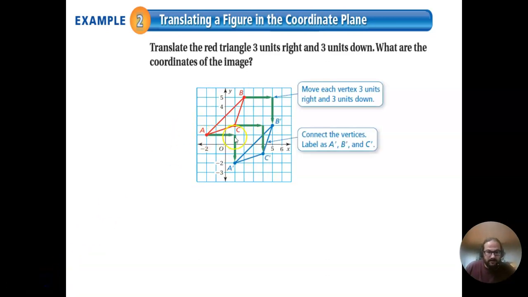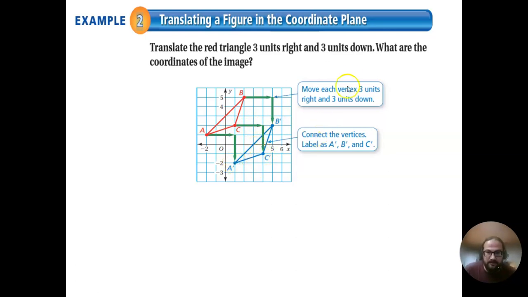So for A, 3 units to the right, 3 units down, that's where A prime will be. From point B, 3 to the right, 3 down, that's where B prime will be. For point C, you go 3 to the right and 3 down, and that's where C prime will be.